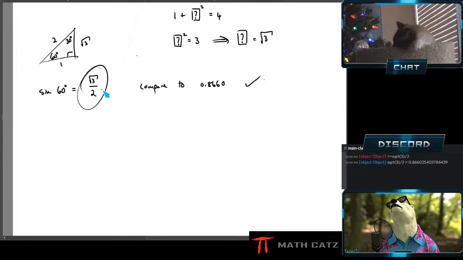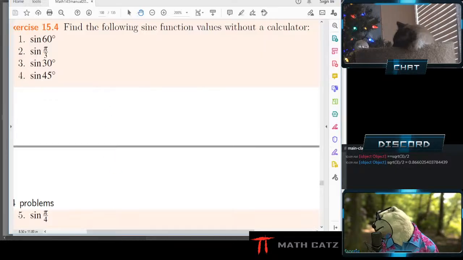It's not a rounded decimal number, because this square root of 3 is a non-terminating, non-repeating decimal number that goes on forever. But if I leave it in square root of 3 form, it's exact. So that's what they mean when they ask to find this without a calculator.